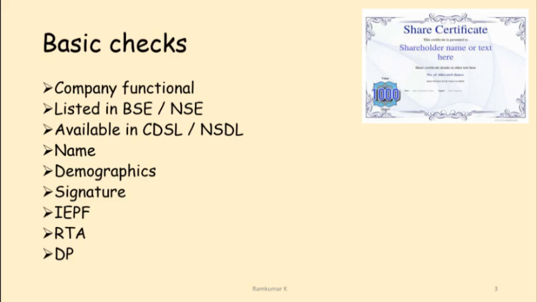First thing you need to find out: is the company still functional? Is it listed in BSE, that is Bombay Stock Exchange, or NSE, that is National Stock Exchange? If not, then how to proceed? Are the shares available for demat in CDSL or NSDL, the only two depositories in the country? What is the shareholder name that appears in the physical certificates? Is it same as what you presently use or is it different? What is the address recorded with the company or its RTA? And what is the present address of yours?